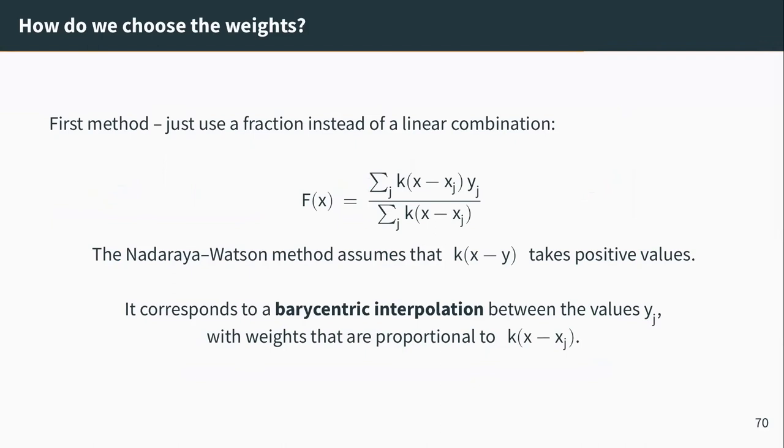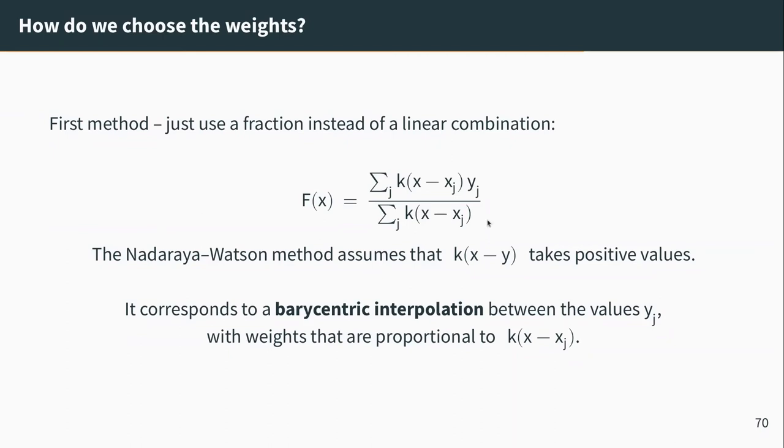Now, how do you choose the weights? Like, okay, we have decided that we're going to take a linear combination of Gaussians or of Cauchy kernels, but how do we pick the weights? Well, a first method, very simple, very easy, is to say, okay, maybe instead of using a linear combination, I'm going to use a fraction. I'm going to say that f of x is going to be the sum of the k of x minus xi yj. So as weights, I'm going to pick the ground truth value on my data set for my function.